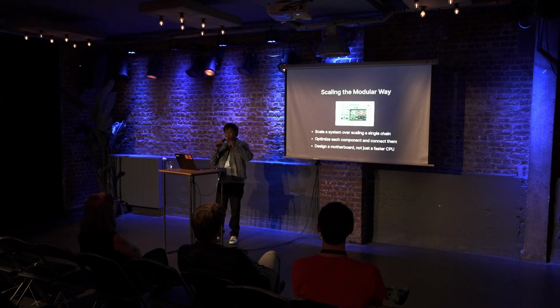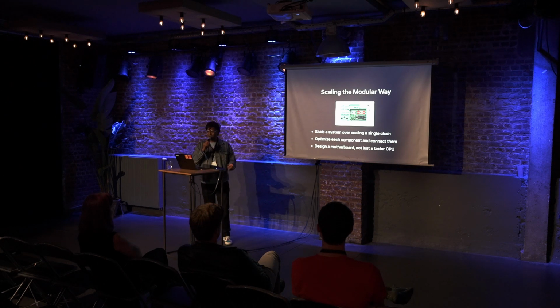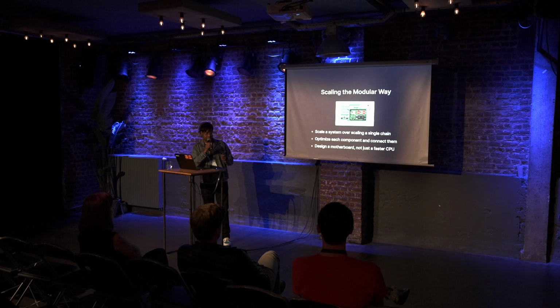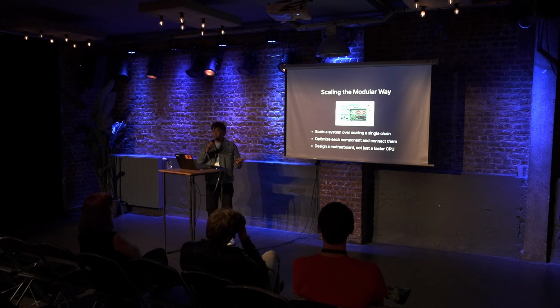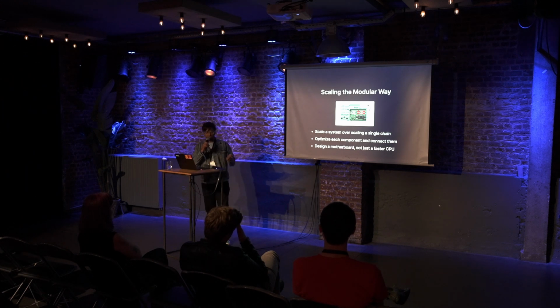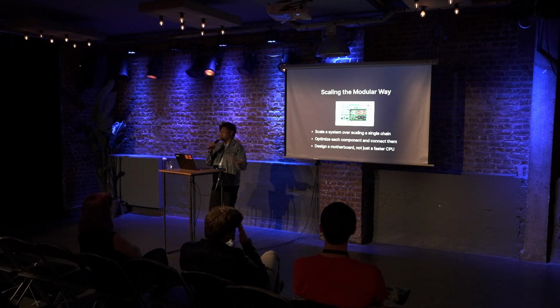So lately, you guys probably heard about the modular thesis. It's an interesting way to scale. The philosophy is that you break things into components and you scale each component instead of scaling a monolithic chain. One way to think about that is you have a computer, you have separation of concerns, you have CPU, GPU, and RAM. You can loosely map that. Maybe GPU is like execution, CPU is like consensus, RAM is like data availability, and then you optimize each one.